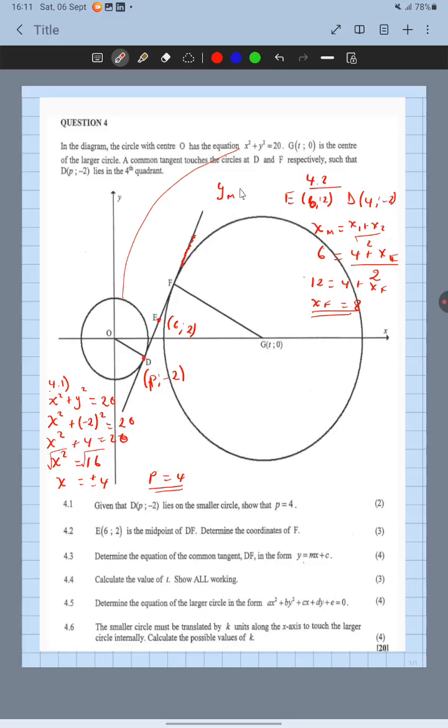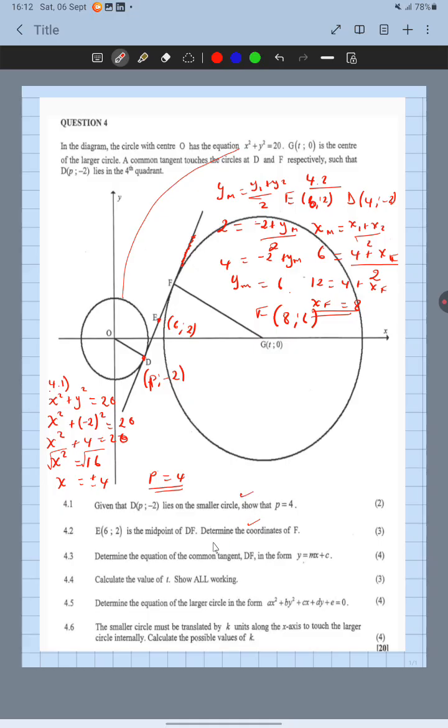And then we can go to our y. The y of the midpoint is equal to y1 plus y2 divided by 2. So the midpoint y is 2. So 2 equals negative 2 plus y of F, divided by 2. We can multiply out, so our 4 becomes negative 2 plus y of F. So y of F becomes 6. So the point F is (8, 6). So it will be done by that.